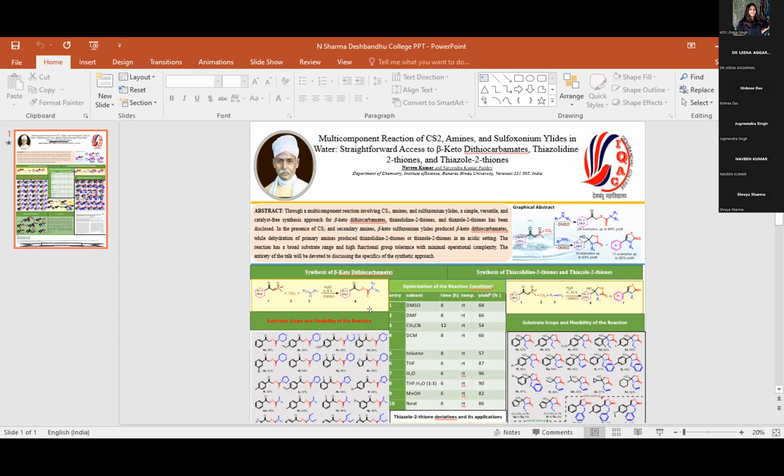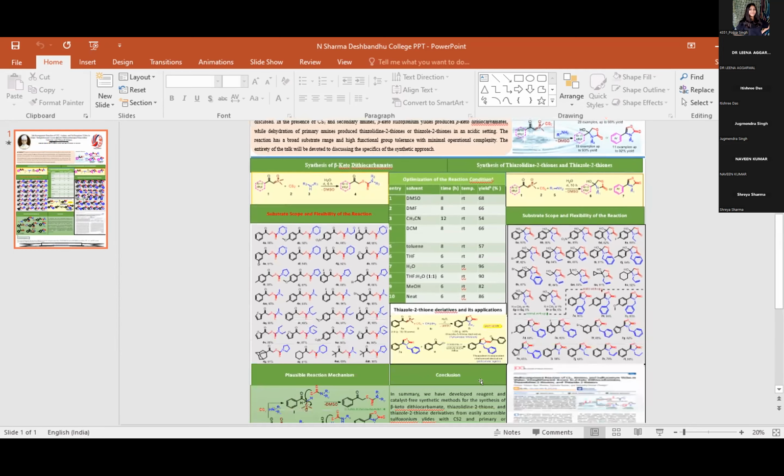We also examined other aprotic solvents as well as protic solvents. We found that water and methanol as protic solvents increased the yield of the target molecule. We noticed that water had the highest yield after evaluating all the options, and it reaches completion in 6 hours with nearly quantitative yield, 90%, when we use THF and water in a 1:1 ratio.